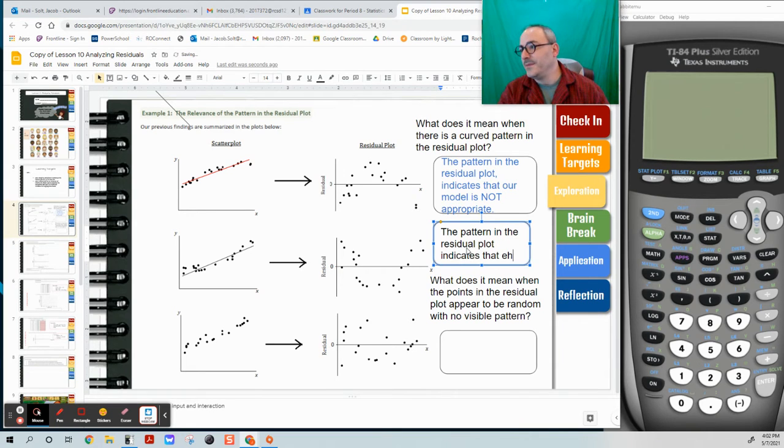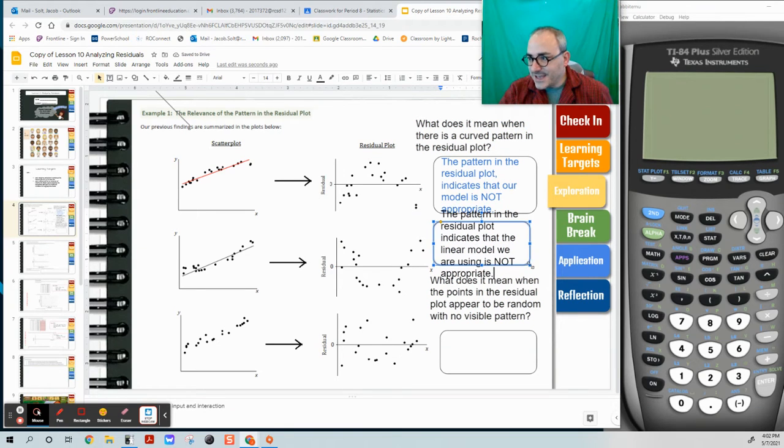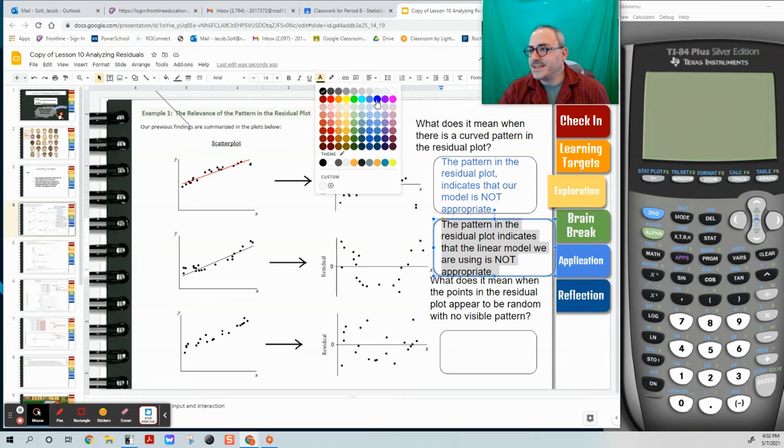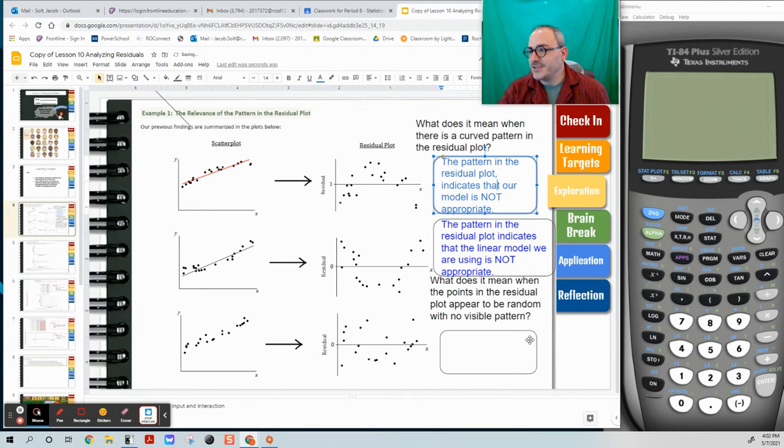The pattern in the residual plot indicates that the linear model we're using is, in big uppercase, not appropriate. That's what we need to understand: patterns in residual plots give us an indication that our model is not the best, not the most appropriate choice. That's key. That's clutch. That's what we need to understand here.